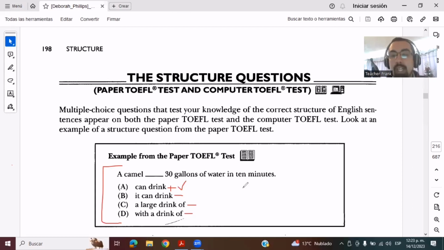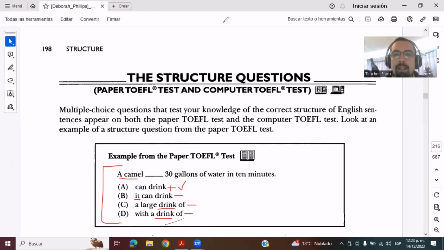A camel can drink 30 gallons of water in 10 minutes. "It can drink" is incorrect because it already has a subject, and we have a subject, a camel. "A large drink of" doesn't have a verb, and "with a drink of" doesn't have a verb, right? In this case, drink is not a verb, it's a noun, like, I like my drink, right?